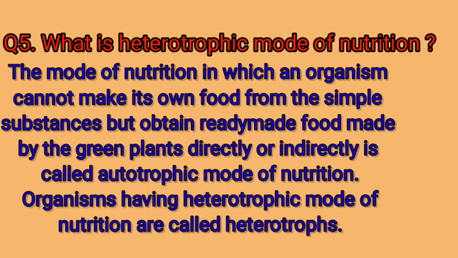What is heterotrophic mode of nutrition? The mode of nutrition in which an organism cannot make its own food from these simple substances but obtains ready-made food made by the green plants directly or indirectly is called heterotrophic mode of nutrition. Organisms having heterotrophic mode of nutrition are called heterotrophs.